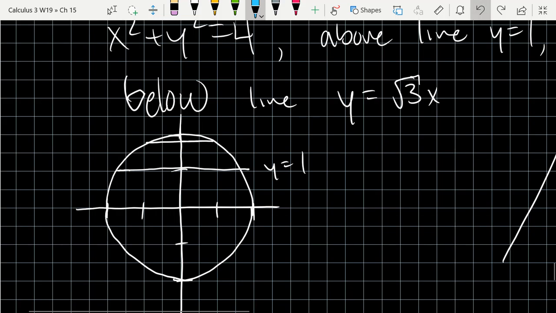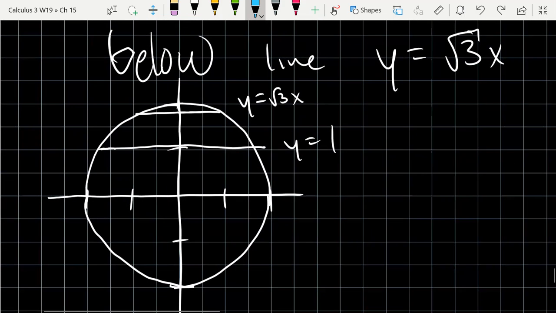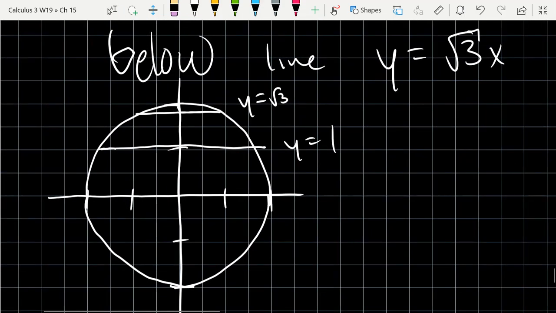I was wondering a minute ago why this does not look like a polar rectangle whatsoever, what I was drawing. What did I do wrong? You put y at square root 3. Yeah, I graphed y equals square root 3, not y equals square root 3 x. So let's graph that properly. It has a y-intercept of 0 and a slope a little bit bigger than 1, not quite 2. So it's going to look something like this right here.